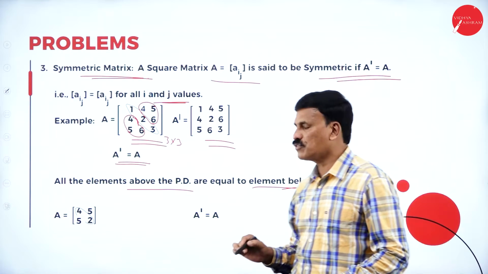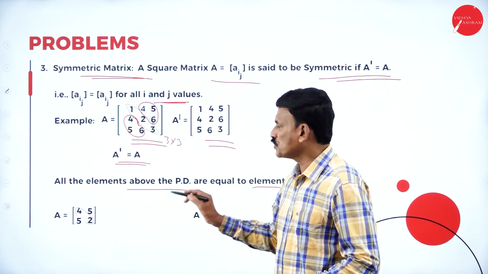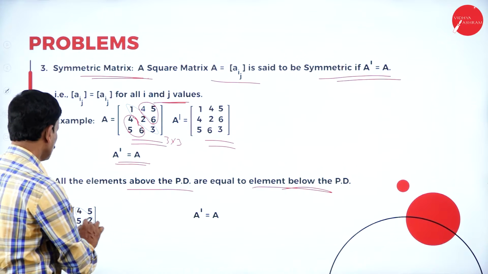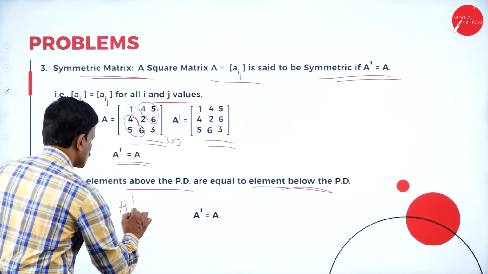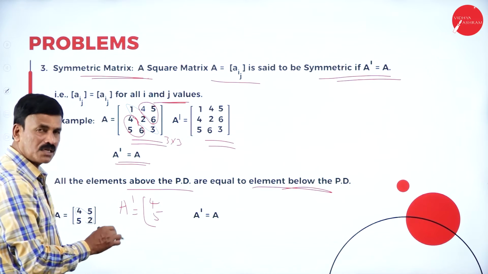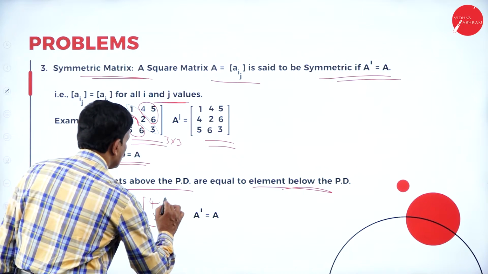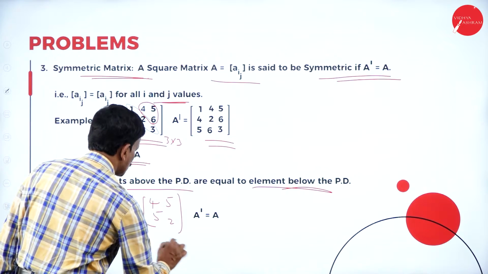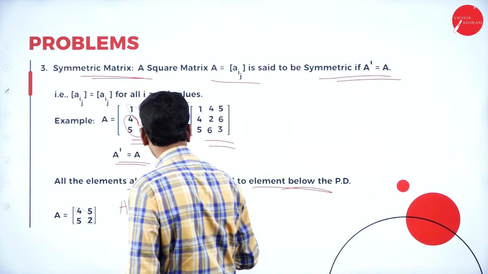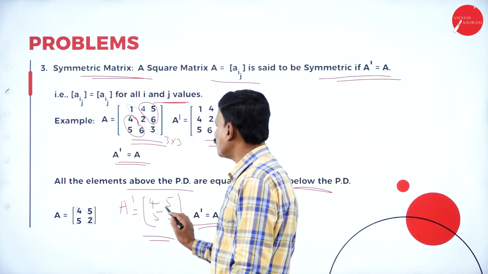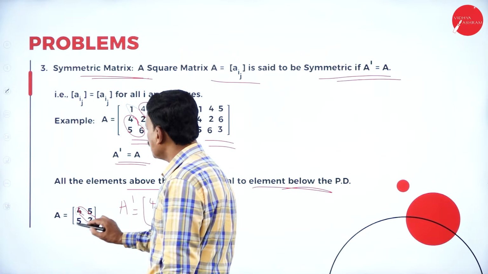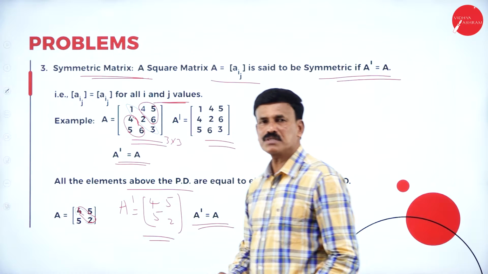Now let us consider one more example for 2 rows 2 columns. A is equal to 4 5 and 5 2. The transpose of this, A dash, is equal to, so the first row 4 5 becomes the first column and the second row 5 2 can be written as the second column. See here, A and A dash are same. A dash is equal to A, 4 5 5 2. So that means here all the elements above the principal diagonal must be equal to elements below the principal diagonal.